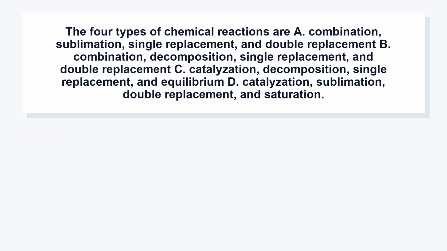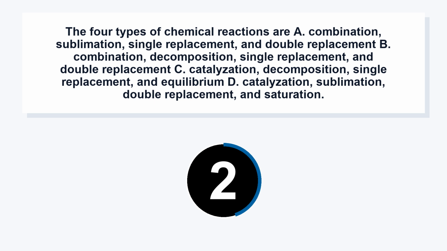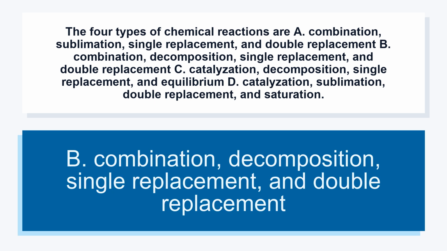The four types of chemical reactions are: A. Combination, sublimation, single replacement, and double replacement. B. Combination, decomposition, single replacement, and double replacement. C. Catalyzation, decomposition, single replacement, and equilibrium. D. Catalyzation, sublimation, double replacement, and saturation. B. Combination, decomposition, single replacement, and double replacement.